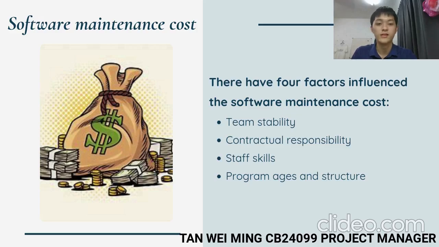Now I want to present the 4 factors that will influence the software maintenance cost. First one is team stability. When the team works from the development phase to the maintenance phase, they accumulate valuable knowledge about the system so that they can shorten the maintenance period, and it also will decrease the maintenance cost.